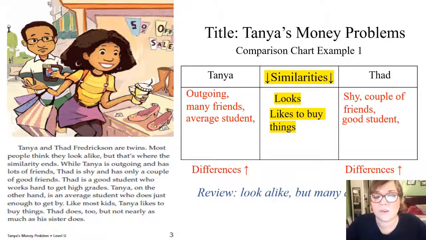So in review, they look alike, but they have many differences. And this helps us think about the story and connect to it, because do any of you know anyone like Tanya and Thad who look alike but have many differences? Are you like Tanya, or are you like Thad?